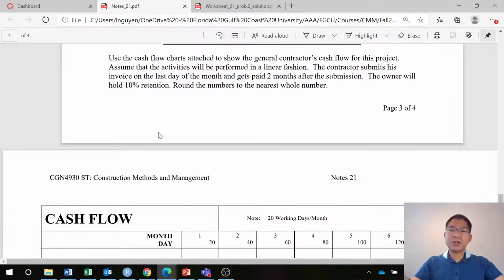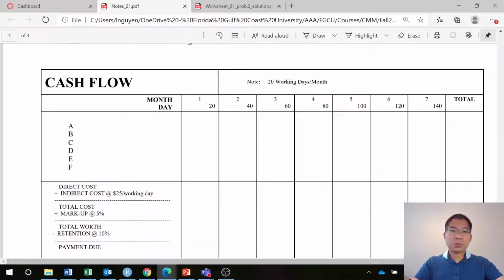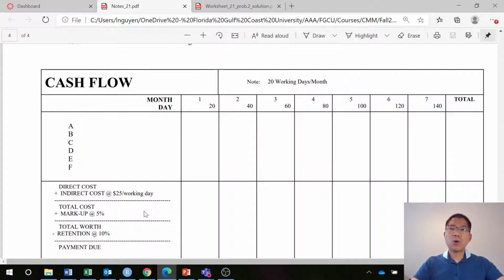So that's the difference here. They also give us the working days, which is 20 working days per month, and the indirect cost is $20 per working day, and the markup is 5%, retention 10% as given in the previous one. So work on this problem on your own before you continue watching this video.